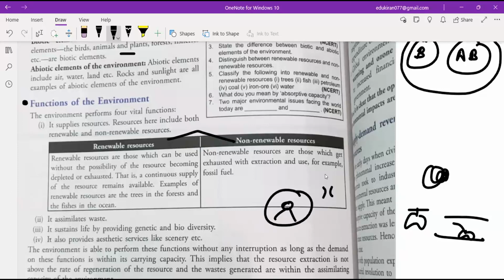Now, the environment is providing me trees for oxygen. The environment is providing the air. The environment is providing me the water. So the environment is basically providing me the products that will help me sustain my life, right? So this is also an important function of the environment.